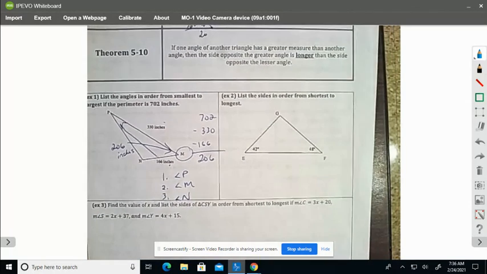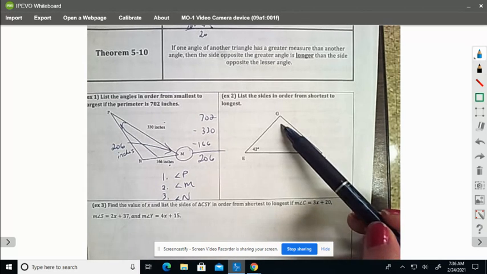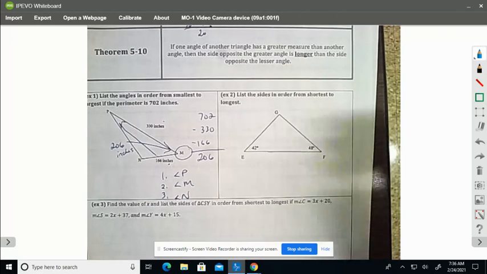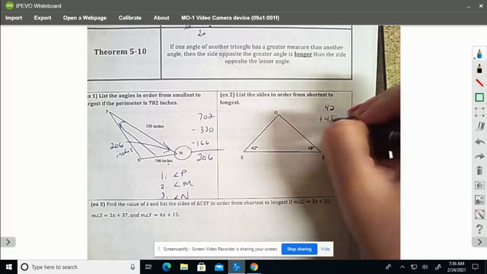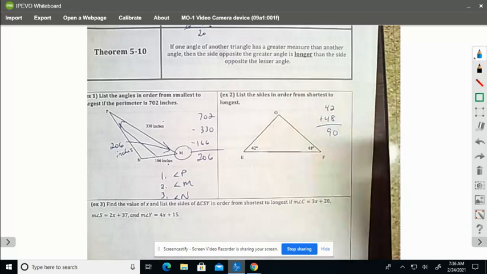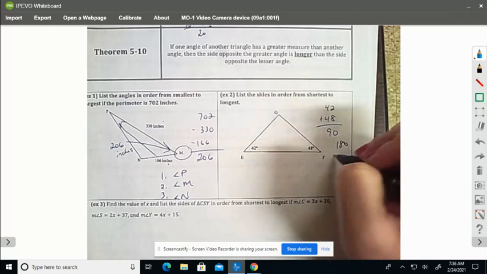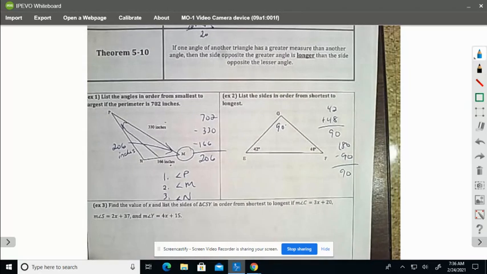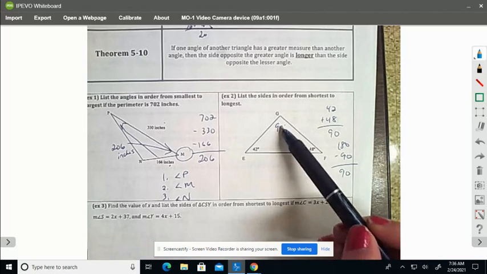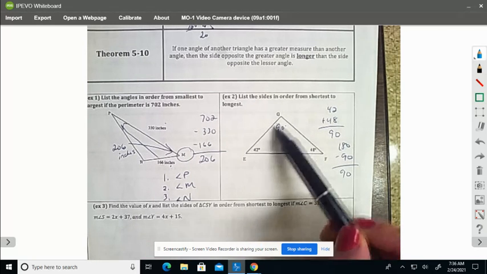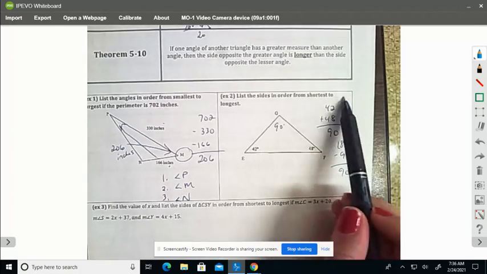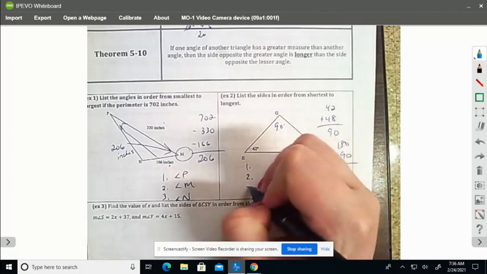List the sides in order from shortest to longest here. We know that in a triangle, we're missing an angle, and that all three angles add to 180. So if I add 42 and 48, I get 90. If I do 180 minus 90, this angle here has to be 90 degrees. I'm just using my knowledge of the fact that three angles in a triangle add to 180 to find this missing angle. Now I can list the sides in order from shortest to longest.